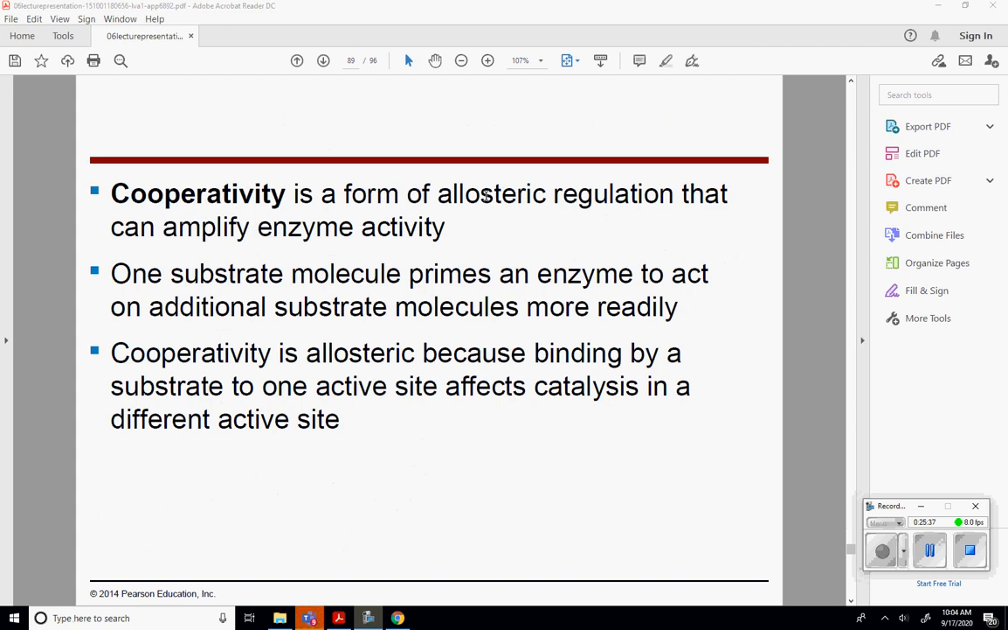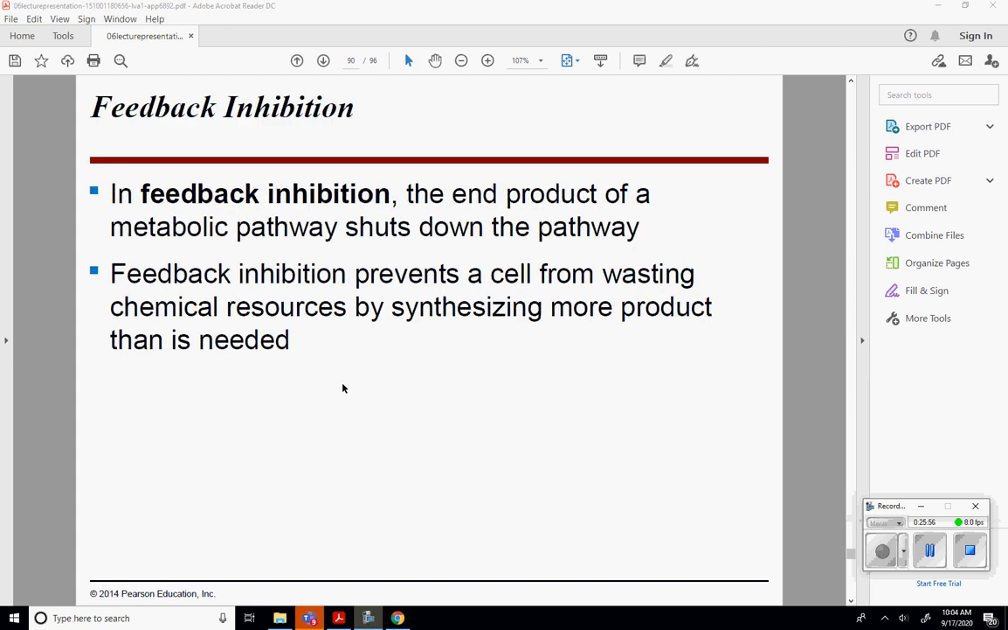Get this down: cooperativity is a form of regulation that can amplify enzyme activity. One substrate molecule primes an enzyme to act on additional substrate molecules more readily. Cooperativity is allosteric because binding by a substrate to one active site affects the catalyst in a different active site. And then feedback inhibition. Get this down: the end product of a metabolic pathway shuts down the pathway. Feedback inhibition prevents a cell from wasting chemical resources by synthesizing more product than is needed.